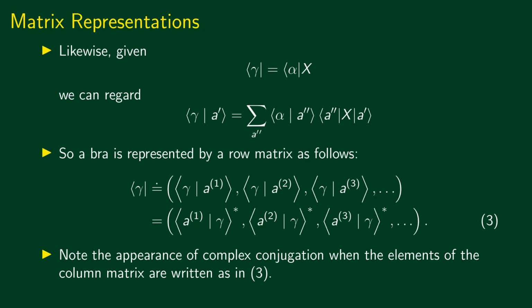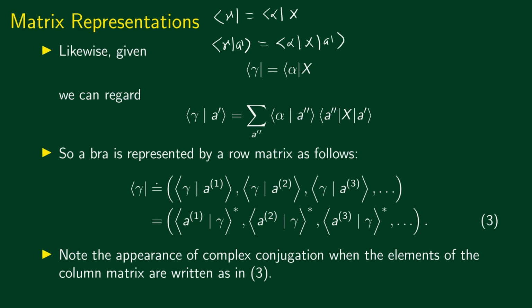Now we can also look at the relation between two bras. Look at this relation: bra gamma is equal to bra alpha acted upon by operator x. Remember that you have to put the operator on the right of the bra. If we want to multiply a bra and an operator in a legal manner, the operator should come on the right of the bra. That's why we write bra gamma is equal to bra alpha x. So in order to find the corresponding matrix multiplication, we just multiply by ket a prime on the right. So this becomes bra alpha x ket a prime.